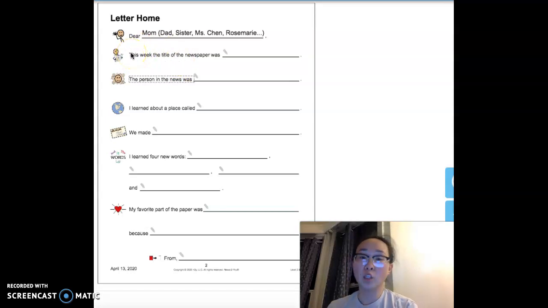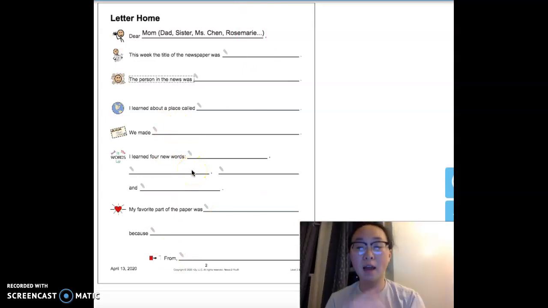Before we get started, some things that could help you with this letter are your webbing page and your definitions page. Those 2 pages can really help you answer some of these questions on your letter home. So if you have that ready, that will be a big help. If you look on your webbing page, we can answer these questions.